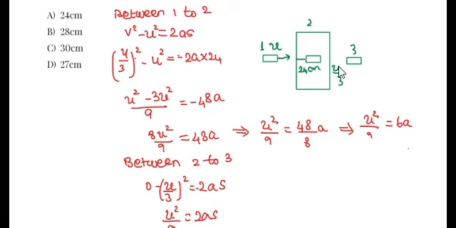Between 2 and 3, the final velocity is 0, the initial velocity is u/3, and it retards, so it is in the negative direction, so minus 2as. The s is the displacement which we need to find. We don't know the displacement between 2 and 3. So here u²/9 is equal to 2as, and u²/9 is 6a. If you substitute 6a, the s value is 3 centimeters. So from here to here it is 3 centimeters. So totally the block length is 24 centimeters plus 3 centimeters, so it is 27 centimeters.